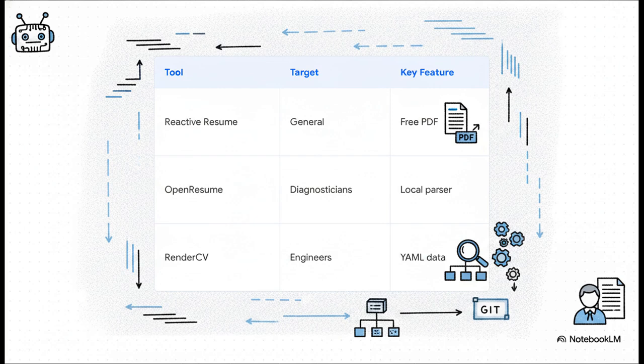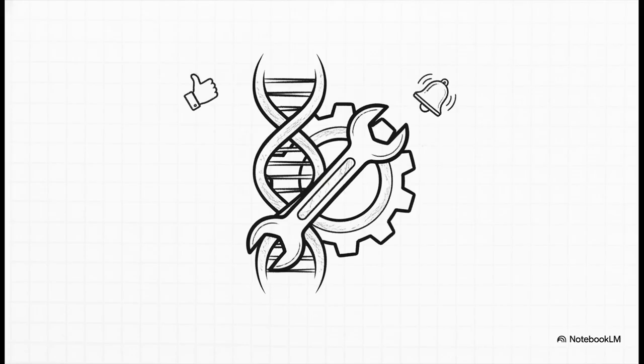So, by engineering your resume specifically for the algorithm, standardizing your format, and utilizing that XYZ formula, you can finally escape the application black hole. It is time to stop letting bad formatting hide your incredible skills.